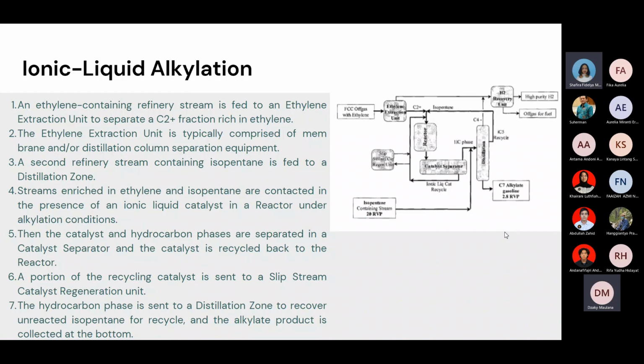Okay, now I'm going to explain the ionic liquid alkylation process. So first, an ethylene-containing refinery stream is fed to an ethylene extraction.